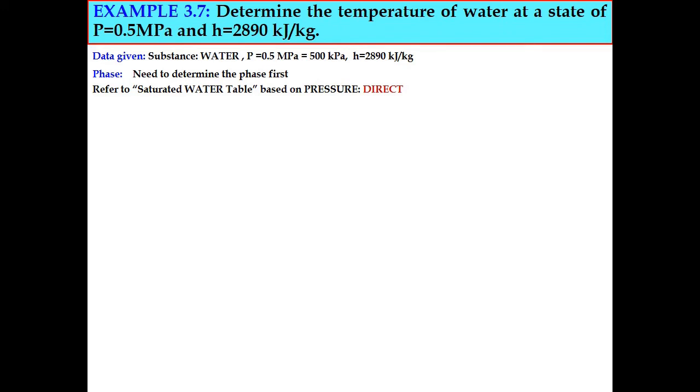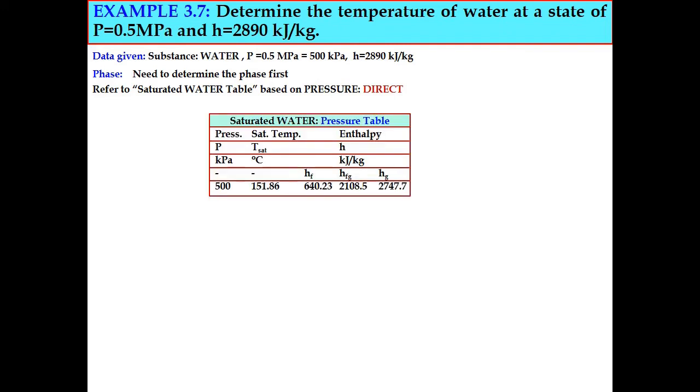After we confirm the phase or the region, then we need to use the specific table based on the type of region that is decided based on the phase of the pure substance. For this case it is water. Now the saturated water table based on the pressure, because the pressure is already given. So look at the column for the pressure. The unit is kilopascal. Because the pressure given is 0.5 megapascal, you need to change it into kilopascal. So 0.5 megapascal equal to 500 kilopascal.